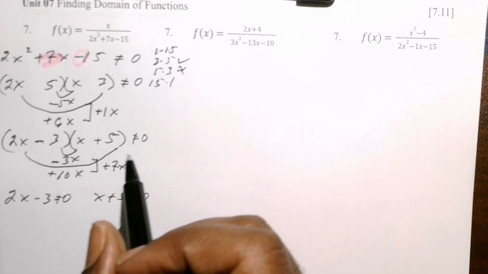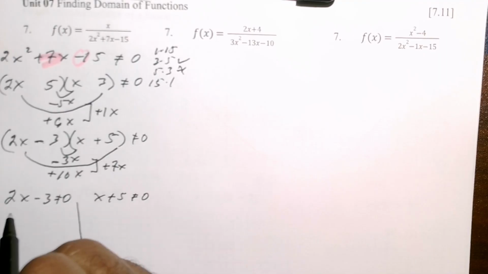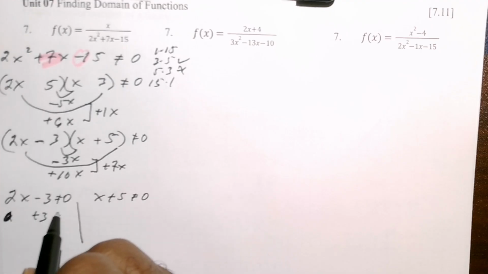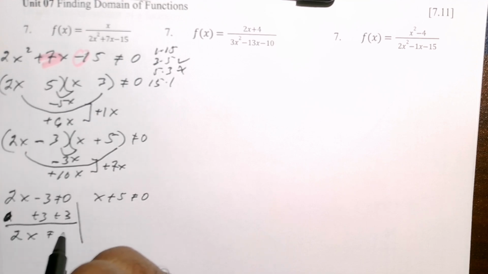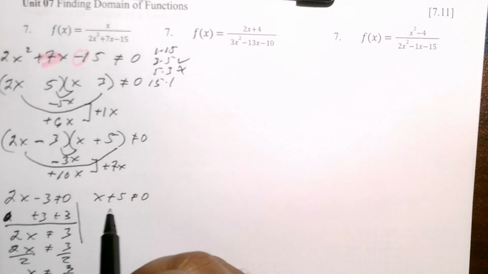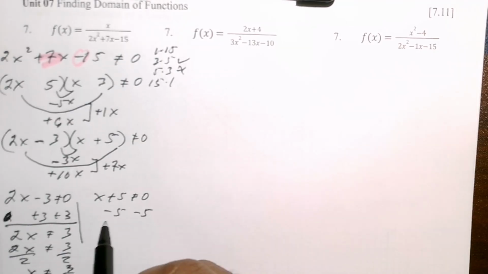Okay, so let's start with this side here. Let's add 3 to both sides. Plus 3, plus 3, that gives us a 2x not equal to positive 3 here. And then we're going to take our 2x not equal to 3 and divide both sides by 2. That'll give us x not equal to 3 halves. Okay, good. This other one was a little simpler. I just have to subtract 5 from both sides, and I have a result for x.